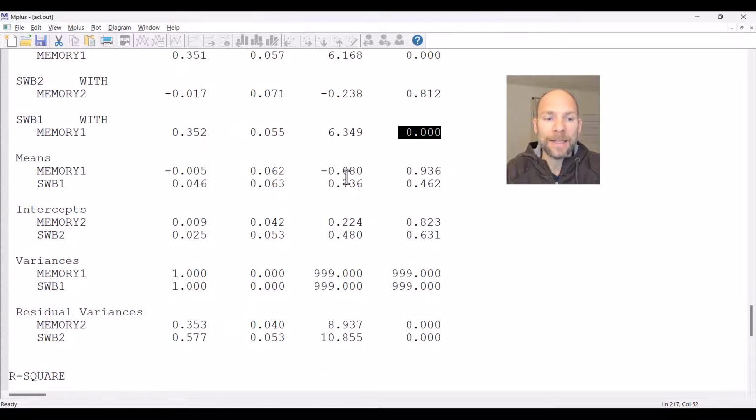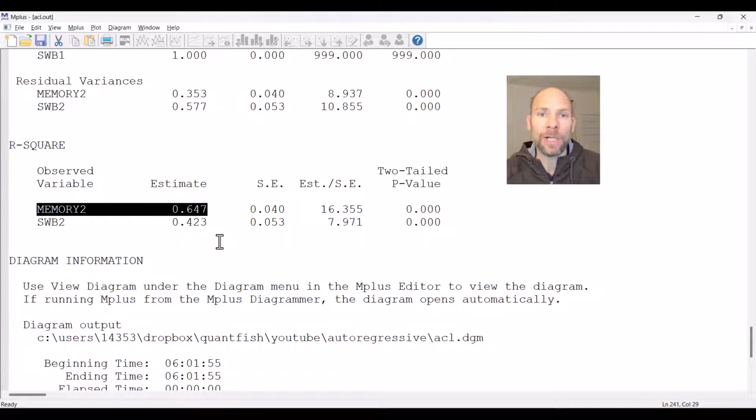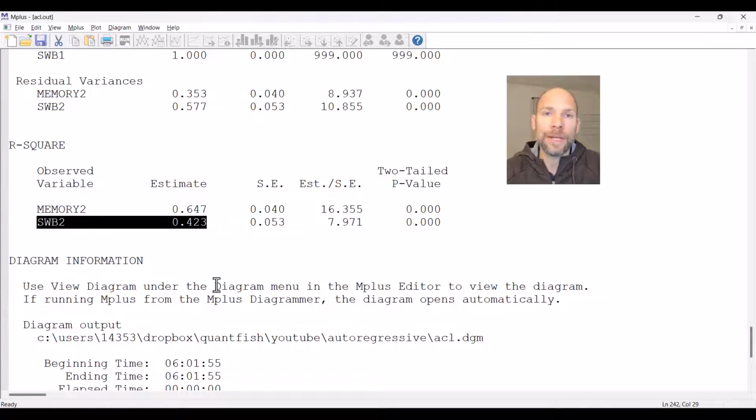And then lastly, at the bottom, we get R-squared estimates for the endogenous variables at time 2. In this model, about 64.7% of the variance in memory performance at time 2 can be explained by both the autoregression and the cross-lagged effect, where here the cross-lagged effect is not significant, so there's not much coming from there. For subjective well-being, a total of 42.3% of the variance at time 2 can be explained by the autoregression and the cross-lagged effect from memory performance.